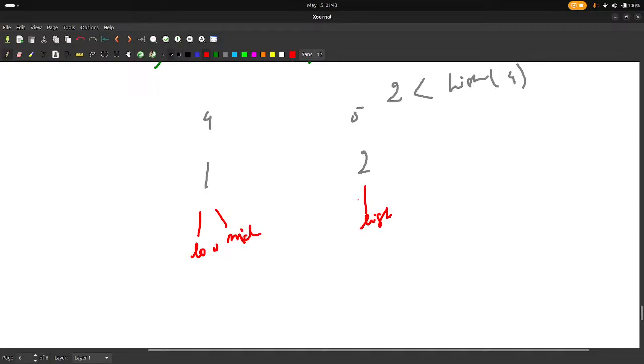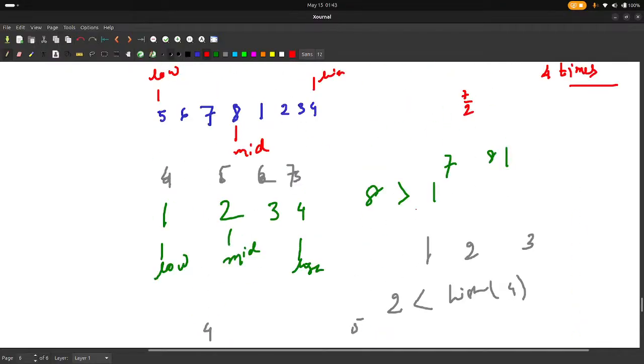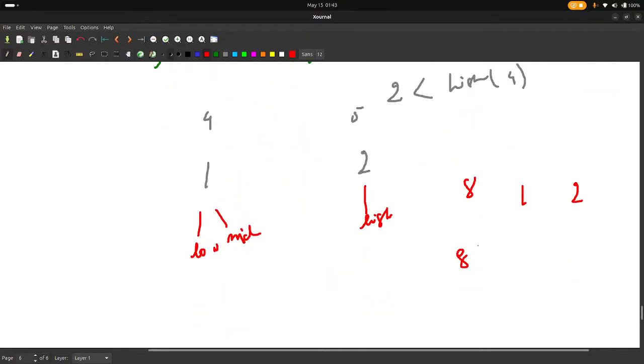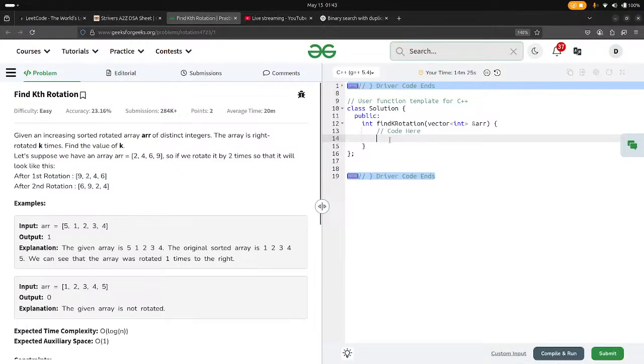If I calculate the trio, that is 1 2, what is before 1? Before 1 is 8. So I got 8 is greater than 1, also greater than 2. So I got the mid answer. What is my mid? The mid is 4.